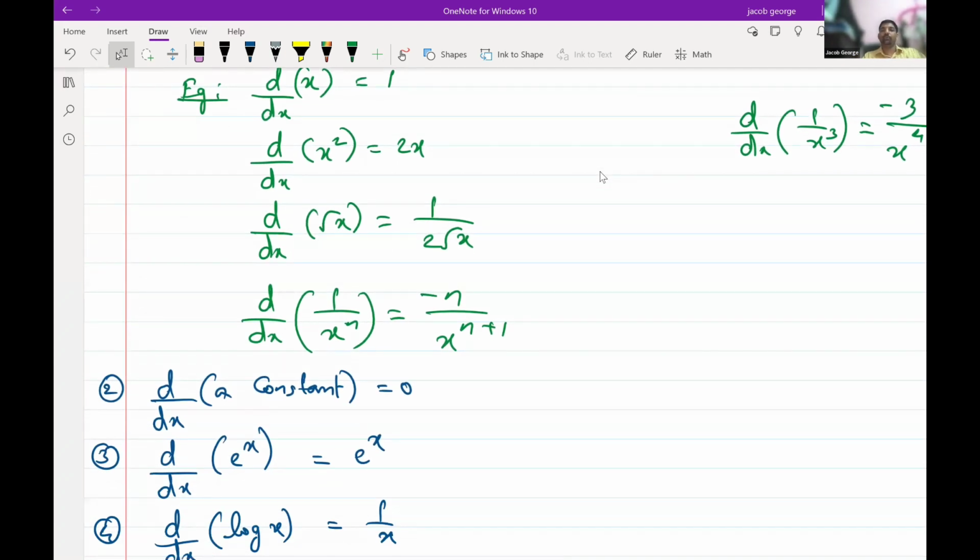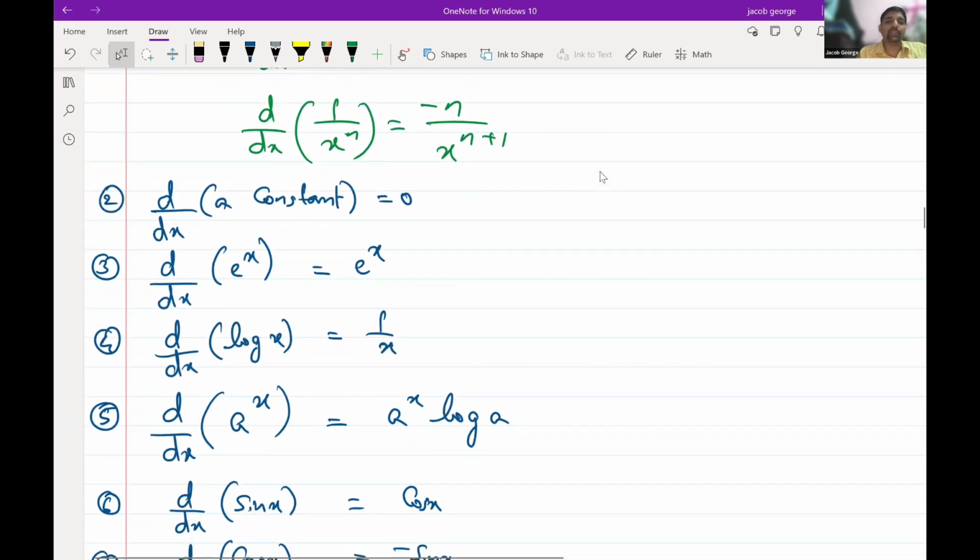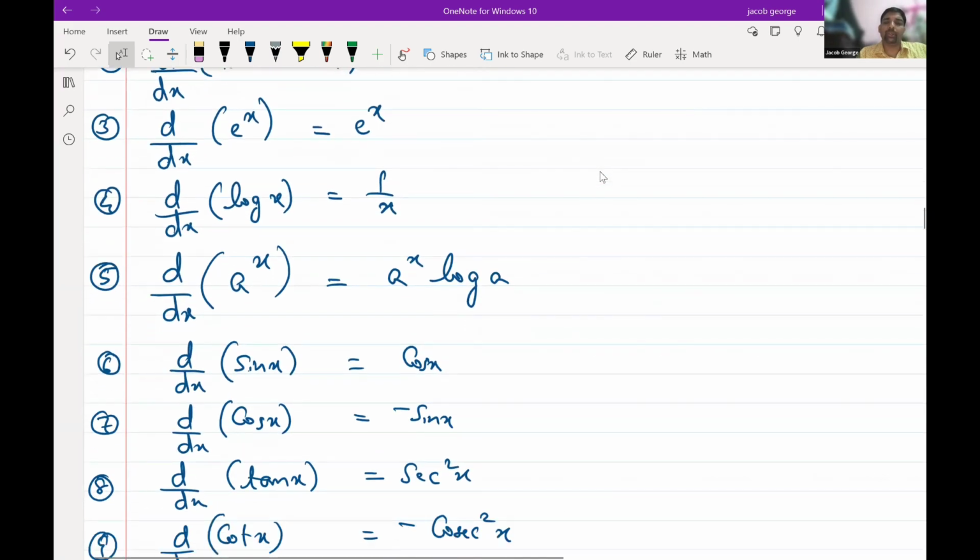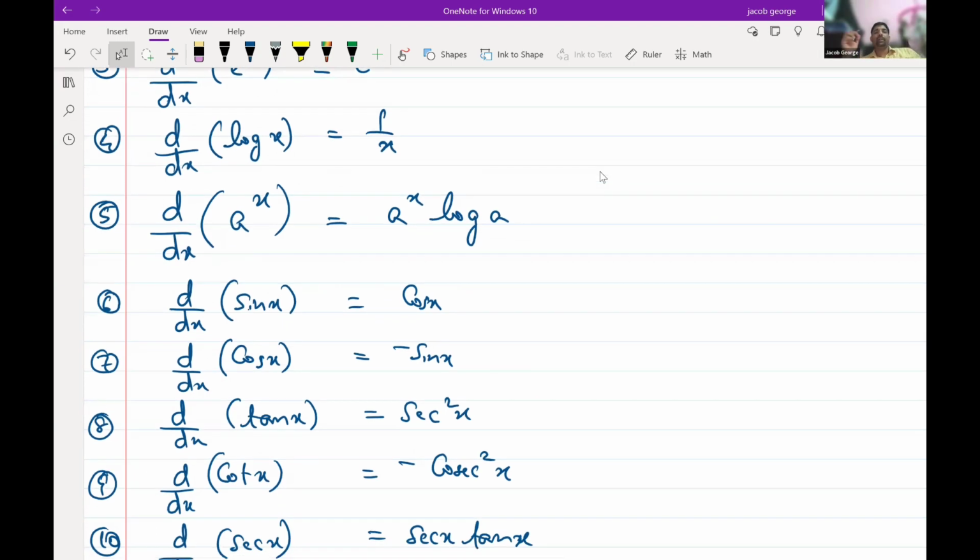Next, also very important, the derivative of 1 by x raised to n is minus n by x raised to n plus 1. Derivative of a constant is 0. Derivative of e raised to x is e raised to x, of log x is 1 by x. Derivative of a raised to x is a raised to x into log a. And the derivative of sin x is cos x, of cos x is minus sin x, and of tan x is sec square x.